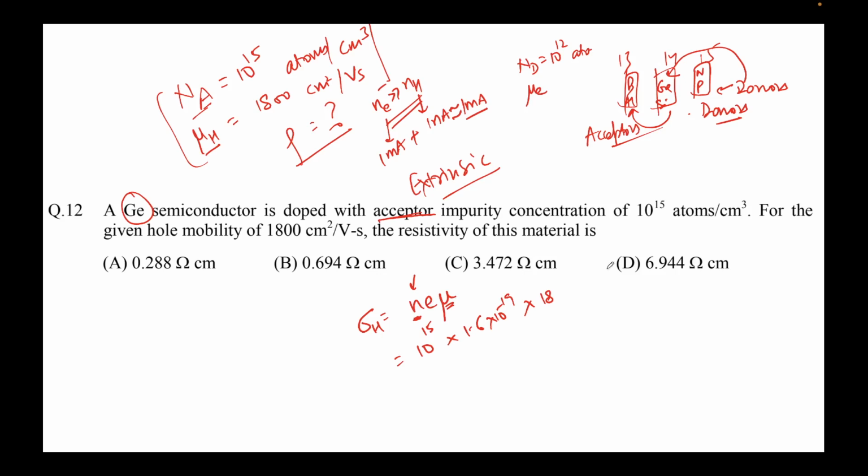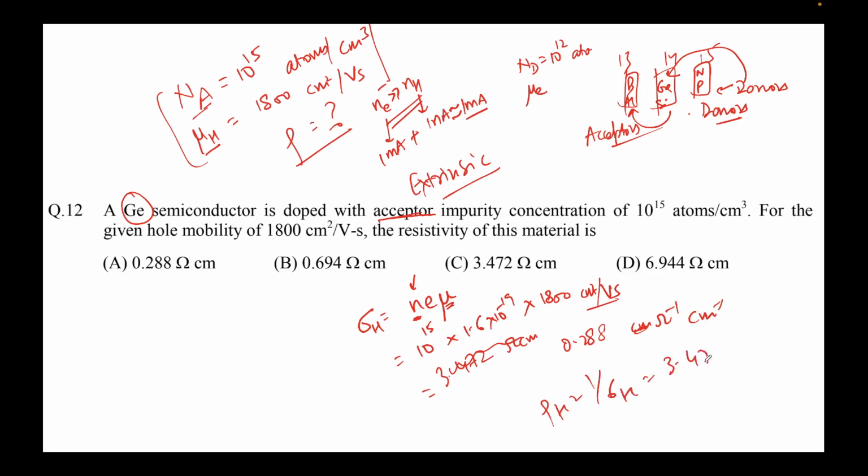Sigma h equals N e mu h, with mu h 1800 centimeter square per volt second. We need a calculator. Conductivity is 0.288, with units ohm inverse centimeter inverse. Now we needed to find rho h. Rho h is nothing but 1 over sigma h. So 1 by 0.288 comes out to be 3.47 ohm centimeter. Very simple formula based questions.